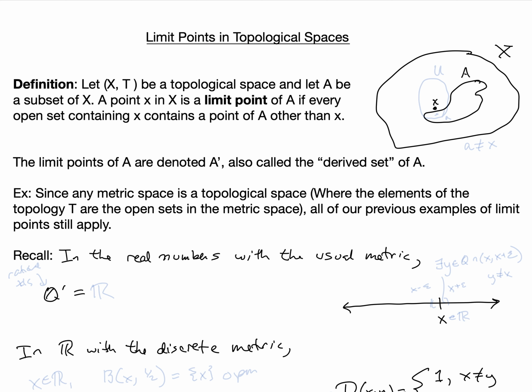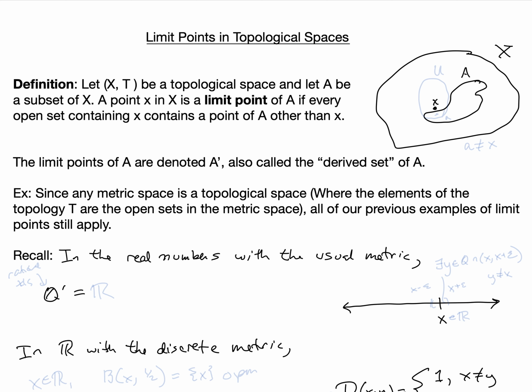In this video, we're going to talk about limit points in topological spaces. So our definition: let (X, tau) be a topological space and let A be a subset of X. A point x in X is a limit point of the set A if every open set containing x contains a point of A other than x.